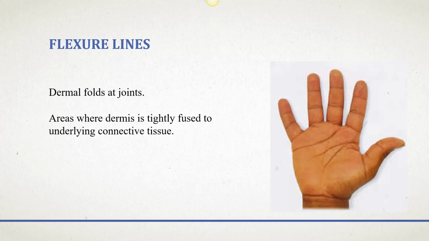Flexure lines are these deep folds in the palms of the hands, any place that you have a joint where it forms these deep folds. Those are called flexure lines. So they're dermal folds at joints, and they're the areas where the dermis is tightly fused to underlying connective tissue.